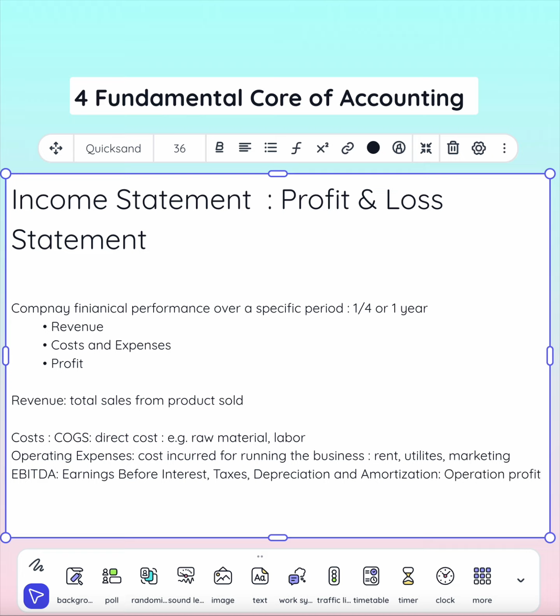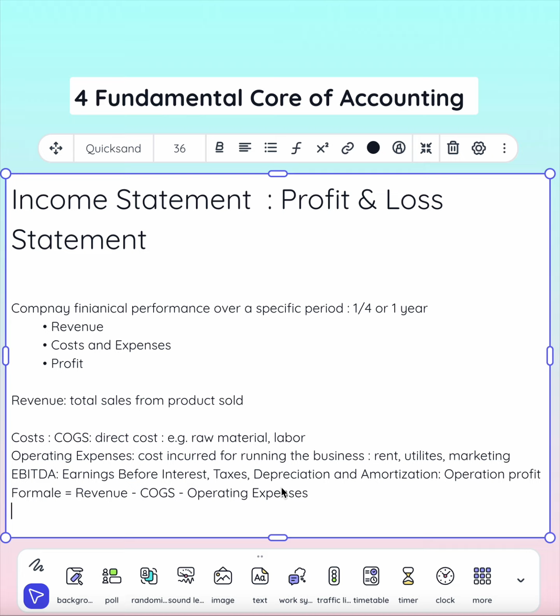It is calculated by the formula: EBITDA equals revenue minus cost of goods sold, and then minus operating expenses. This equals EBITDA. It's a good indicator of the company's core operational performance.